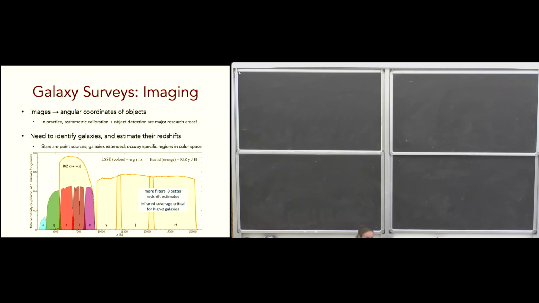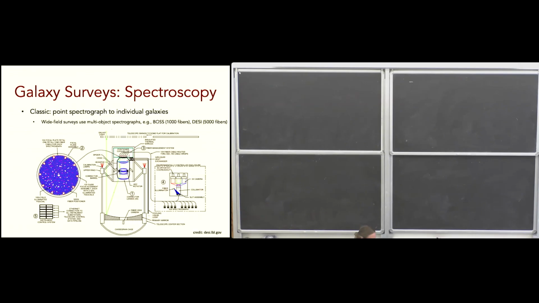This part here would not be accessible from the ground because of the atmosphere, but it's really essential for detecting high redshift galaxies that would otherwise just be redshifted out of the optical window. And of course, the more filters we have, the better we can estimate redshifts from photometry, because we can better differentiate between elliptical and spiral galaxies and avoid these kinds of mismatches. So that's how we would get to pseudo 3D galaxy coordinates from imaging data.